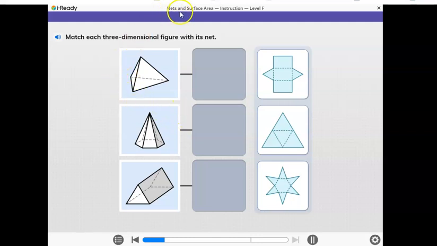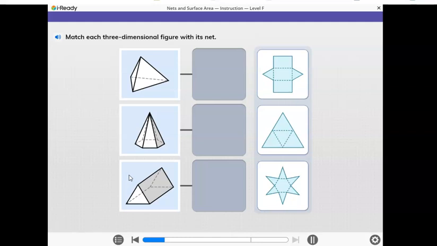Okay, we're looking at nets and surface area instruction. This is level F. We're going to match a three-dimensional figure with its net. So here we just have to identify what shapes we are seeing in the pyramid and how we can flatten it out into the net version. The shape itself has become three-dimensional here. It does not change when we flatten it.